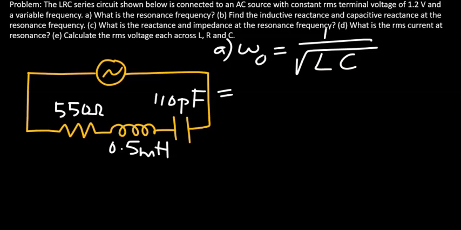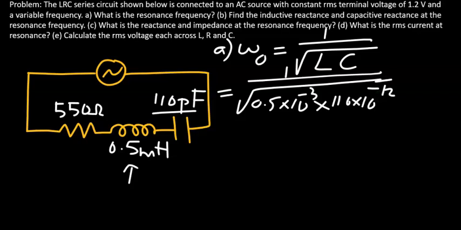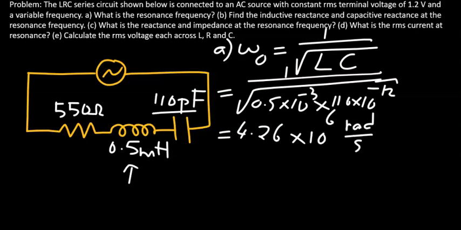Now in this case, the value of inductance is 0.5 millihenry, so 0.5 times 10 to the power minus 3 henry. Capacitance is 110 picofarad, so 110 times 10 to the power minus 12. And that's going to give you 4.26 times 10 to the power 6 radian per second.